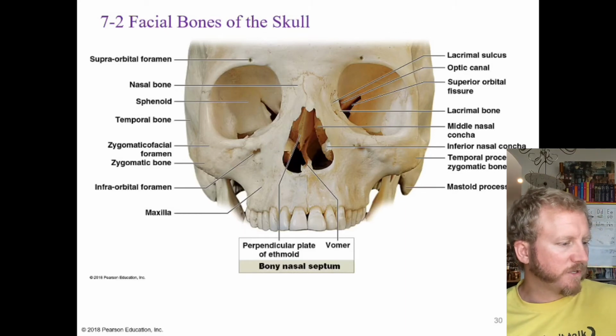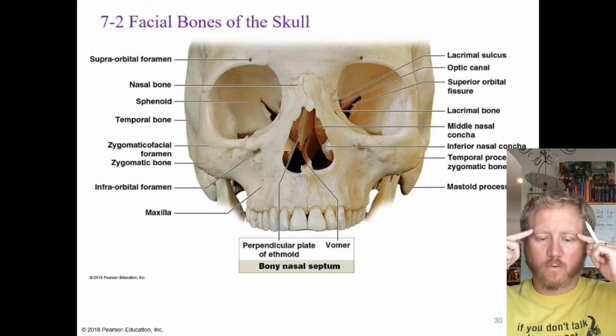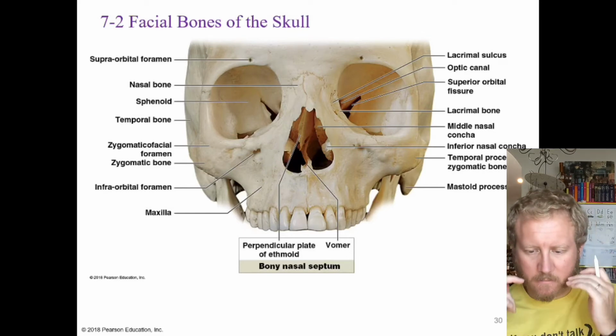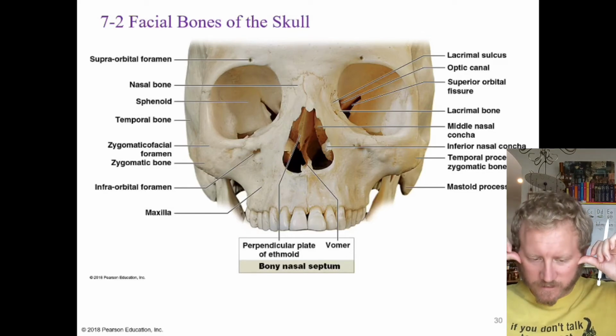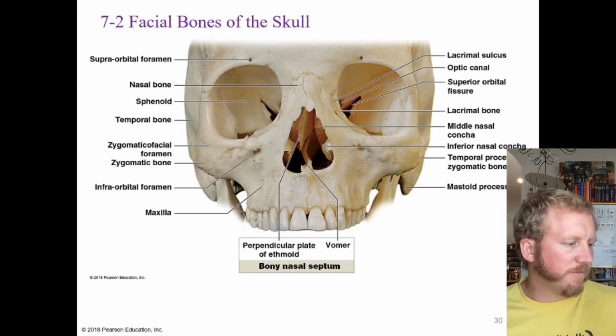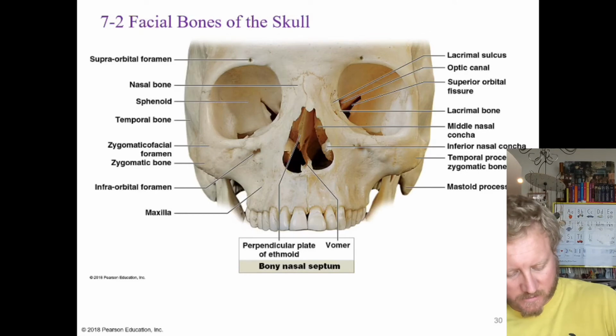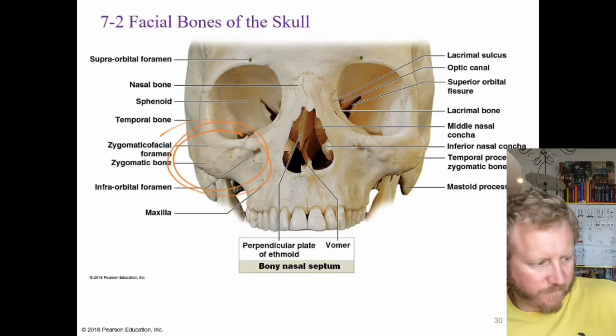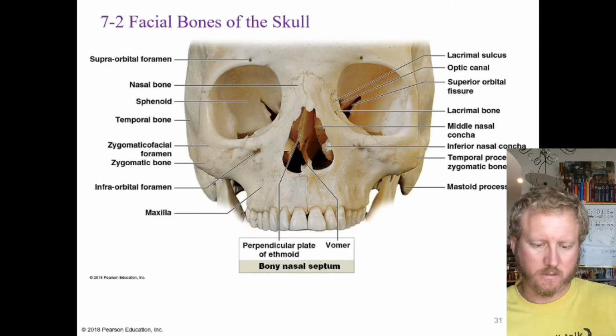Zygomatic bones contribute to the rims and lateral walls. So we're looking at this side over here and down in this section. Remember how I said it makes up your cheekbones, basically, and forms the zygomatic arches. And it joins with the maxillae, the sphenoid, the frontal, and the temporal bones.